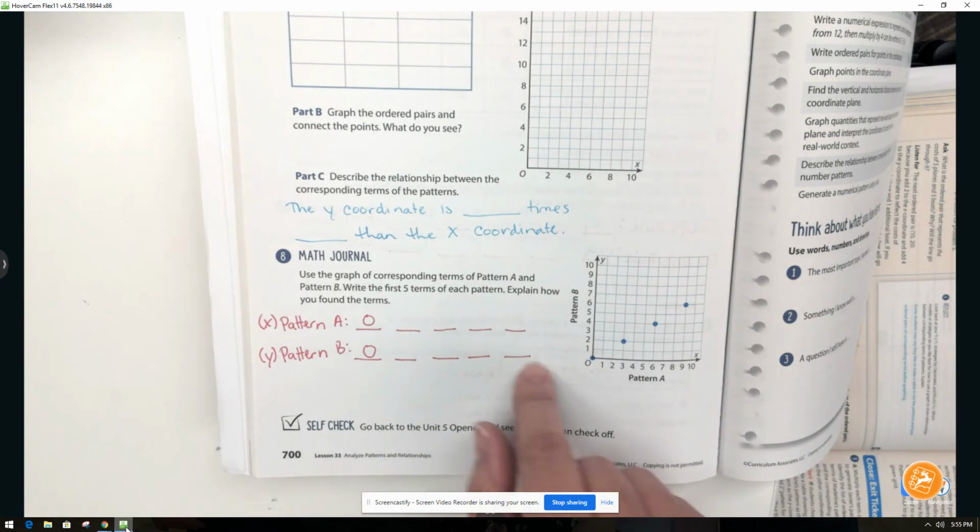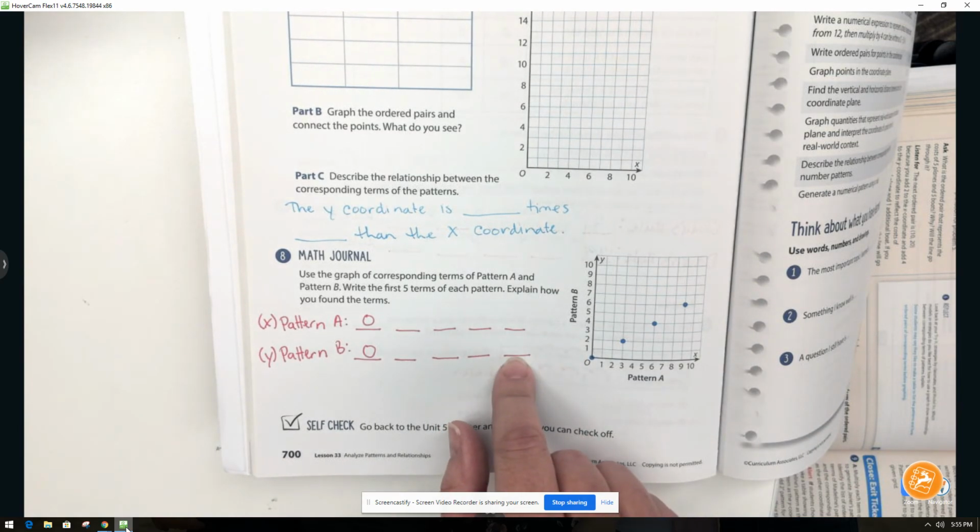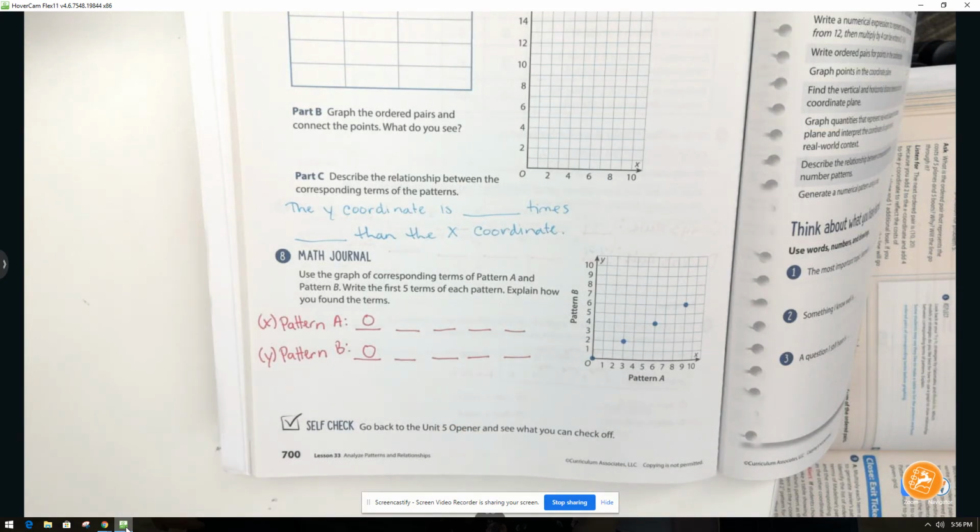And they want you to do the 5th term. But as you can see, the 5th term isn't there. So you're going to need to figure out the pattern and then put in the 5th term for the x and the y value on your own.